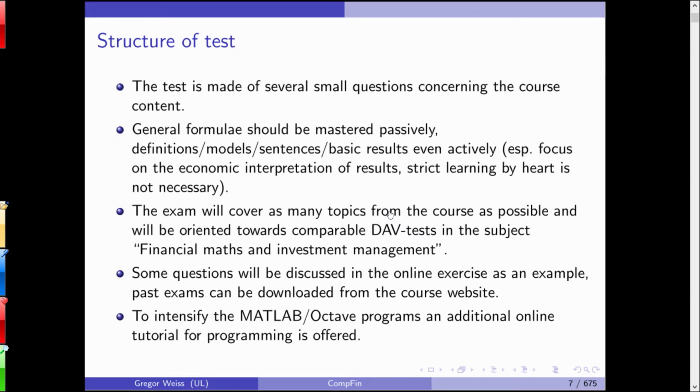Okay. What's the structure of the test? The test is made up of several small questions related to the entire class. Everything we will not discuss in class due to time constraints will not be relevant, but for example, if we make it to slide 600, everything up to slide 600 is relevant for the exam. I'm trying to include as many small questions as possible.